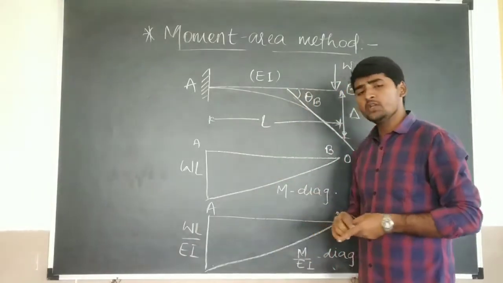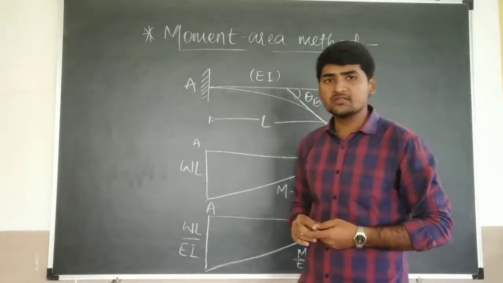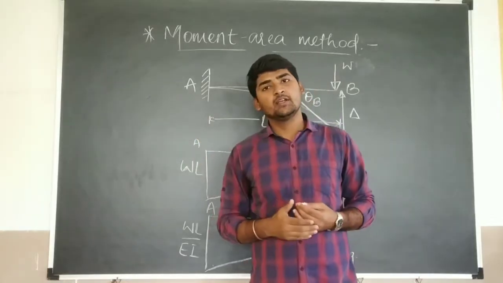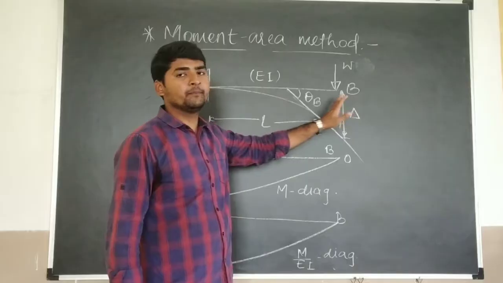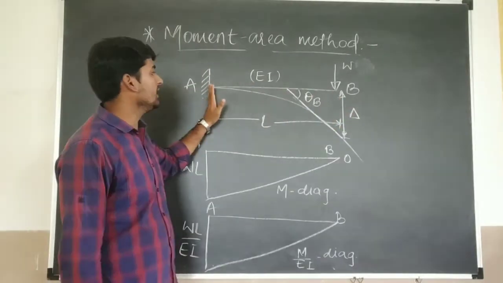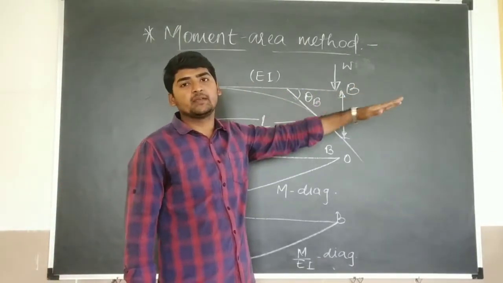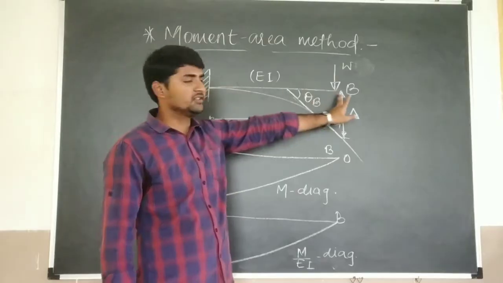Okay, so this method is basically best suited for cantilever types of beam. For example, I have taken a cantilever beam AB which is fixed at A and free at point B. So initially this beam is straight.